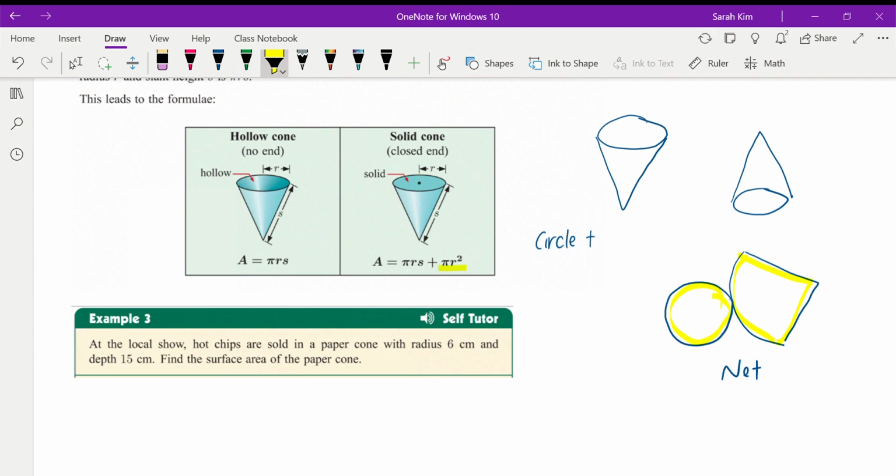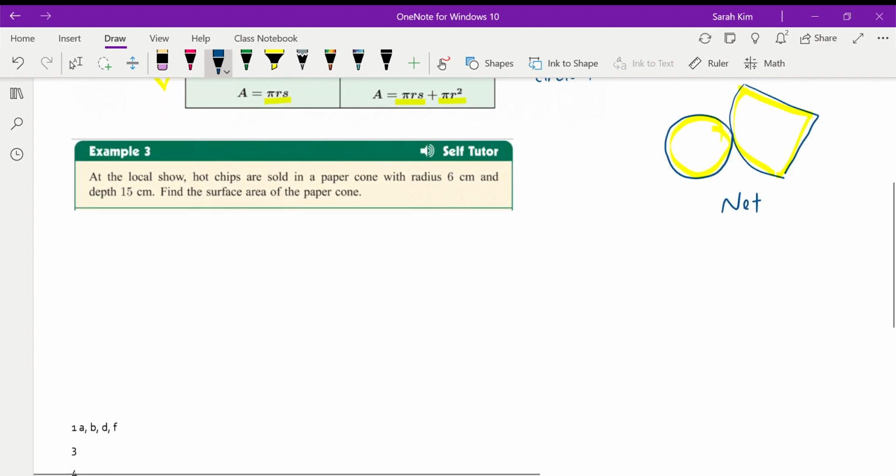In order to find it, the circle part is so easy. We know it's pi r squared. And then the sector part is going to be something called pi rs. And as you can see, if it's just a hollow cone and you only consider the sector part, you only get the pi rs. So this one's pretty simple. It's almost easier than the cylinder. The cylinder had 3 options.